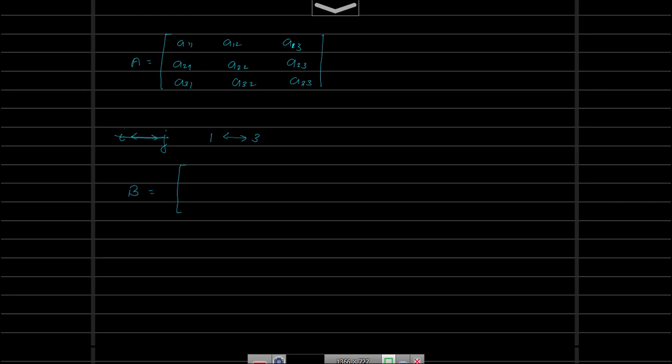So the first row goes to the third row. So this becomes A11, A12, A13. The third row which was there in the original becomes the first row, so it becomes A31, A32 and A33. And in this operation we are not doing anything about the second row, so all the elements of the second row will be as they are: A21, A22 and A23. So from this matrix we obtained this matrix B, wherein the third row became the first row, the first row becomes the third row, and the second row is as it is.